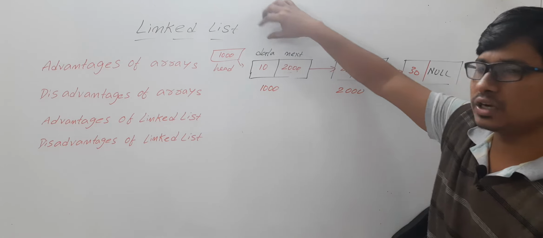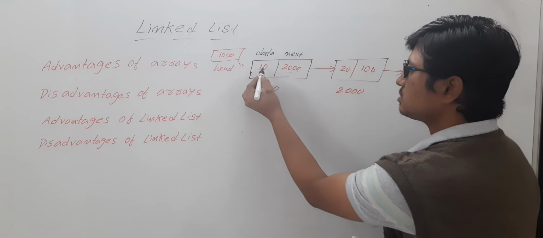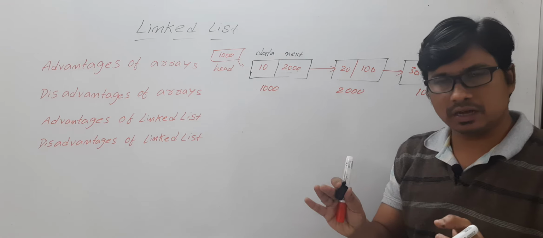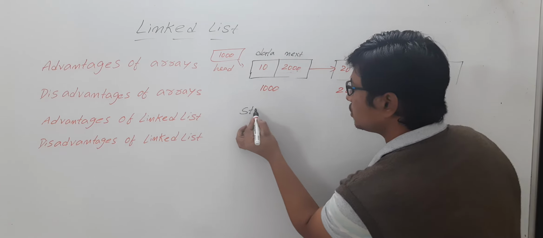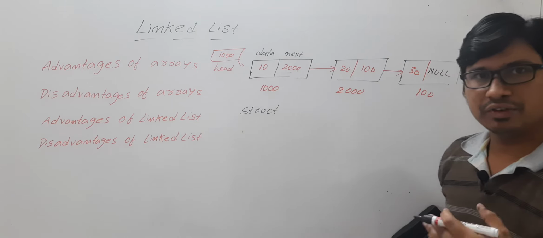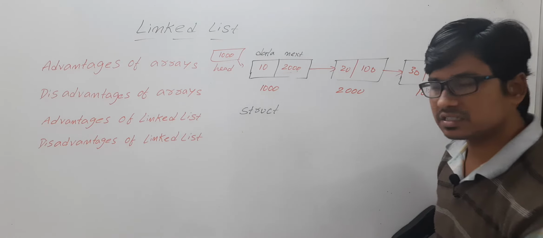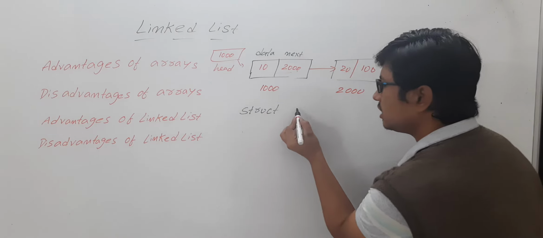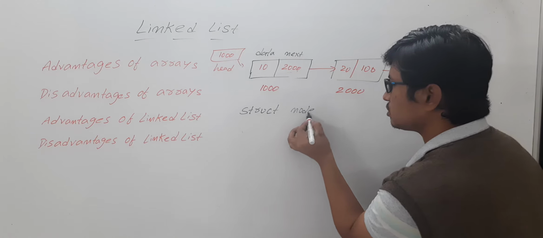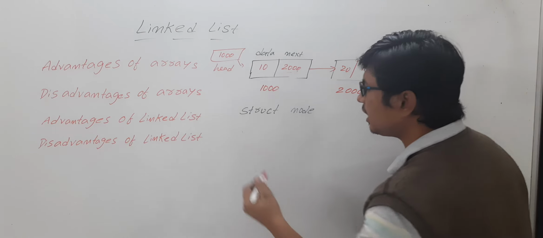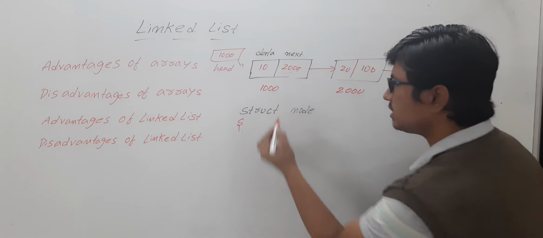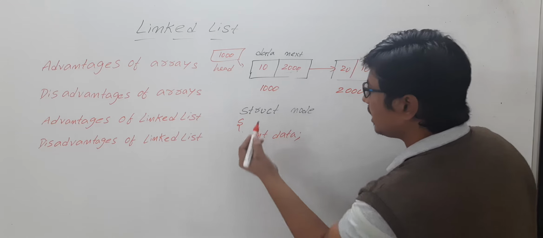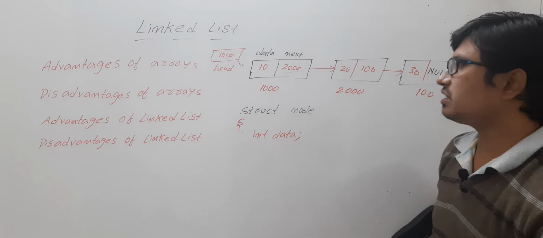Now let me discuss how you can define a node. As it consists of data and address, it has two different members. Am I right? So if you want to store different members or different data types, then you have to use structures. So how can you define a structure? You have to use the keyword struct and the name of the structure. Here the name of my structure is node. Then I have to mention the members. One is that I want to store an integer, so I will write int data. And another one is that I want to store the address of the next node.